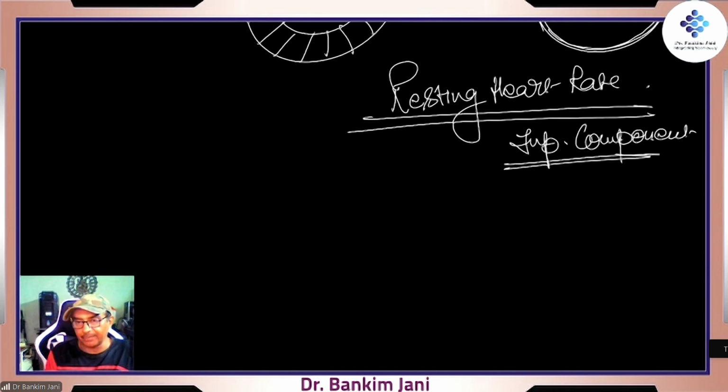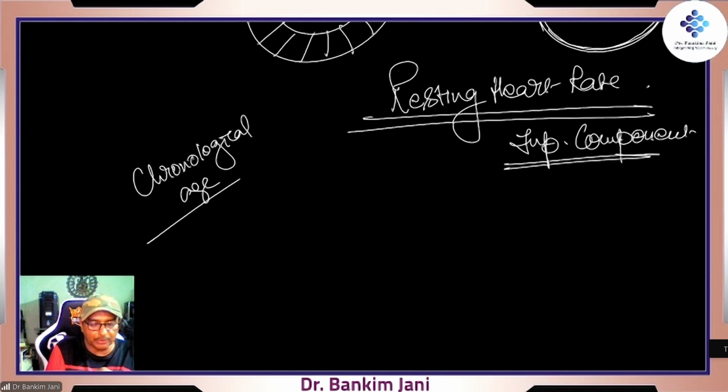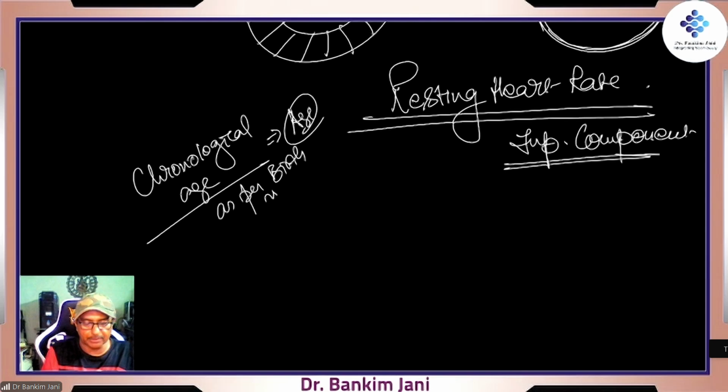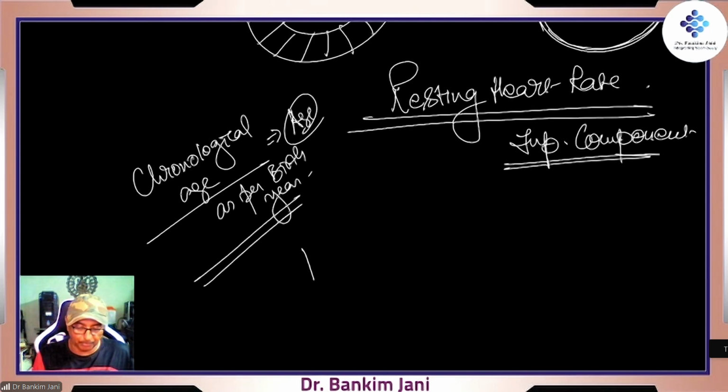Because if your resting heart rate is less, then you'll be able to take your heart to the next level during exercise. And that is what is called your chronological age. Right? It is what is called the chronological age, in which year you were born. So that is your age, as per birth year.